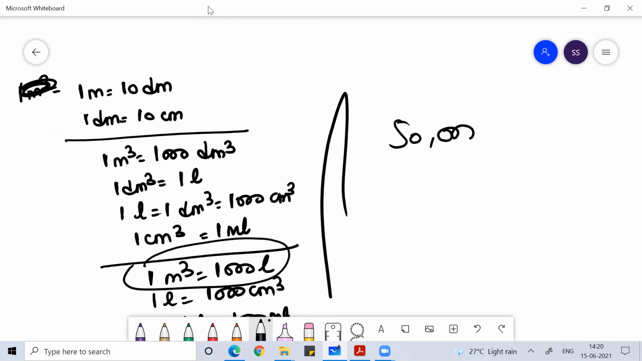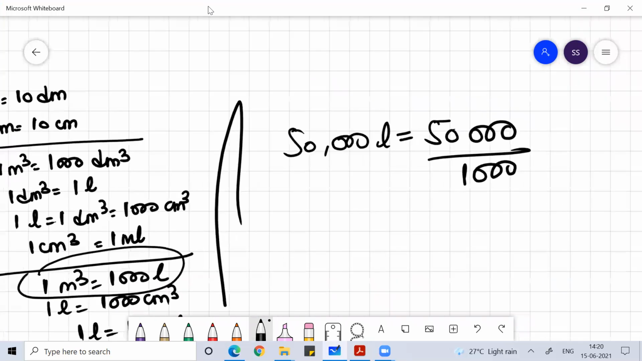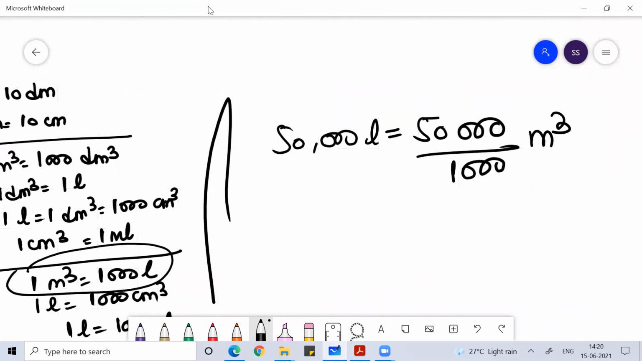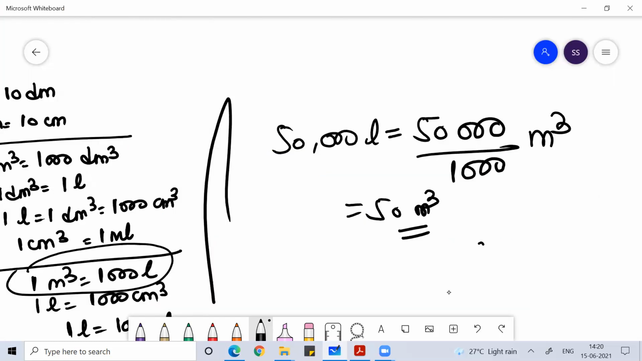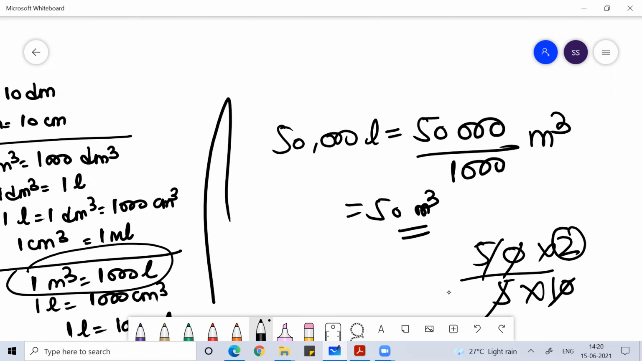So 50,000 liter is equal to 50,000 by 1,000 meter cube, which is 50 meter cube. So I got the volume 50, and I'll simply divide by 2.5 and 10 to get the breadth. So 2.5 is 5 by 2, and this is 10. So the breadth is 2 meter. That's it.